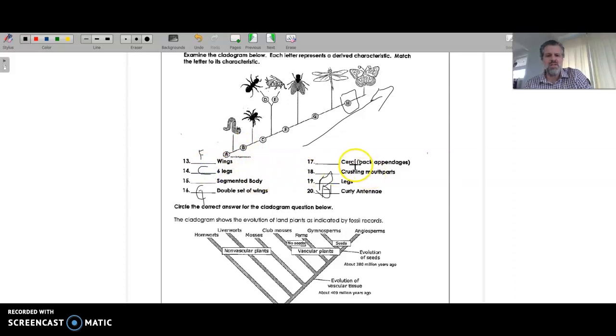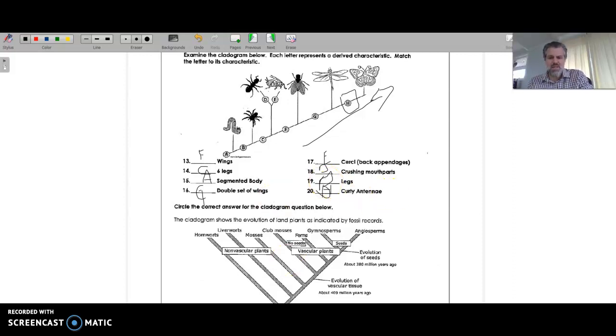I've got crushing mouthparts, the cerci, and then the segmented body. Well, all of them have a segmented body, so this is my first derived characteristic. So 16 is A. For 17, the back appendages can only be found on letter E up here. So this is going to be E, which leaves me with D as the crushing mouthparts. Sometimes we get confused in terms of the mouth of the spider, the venom sacs and the pinchers, but they're not crushing mouthparts, they're just piercing mouthparts. So you do need to know a little bit of something when you end up building a cladogram.